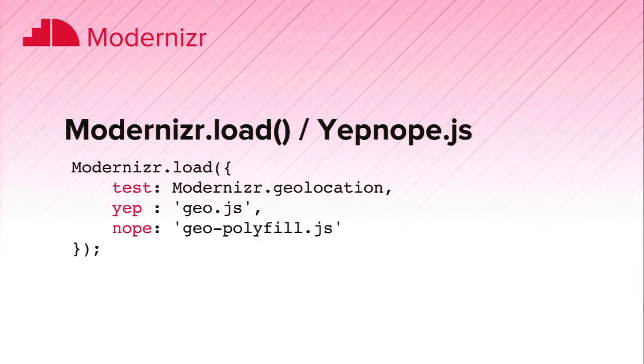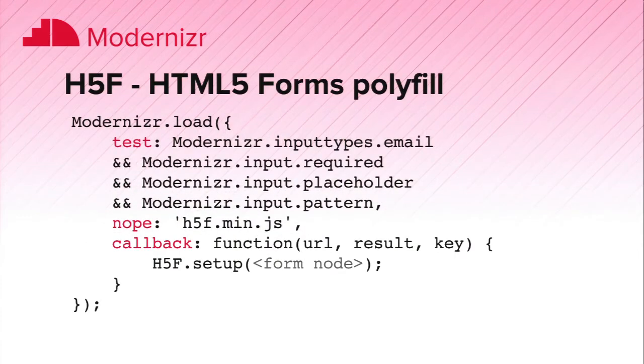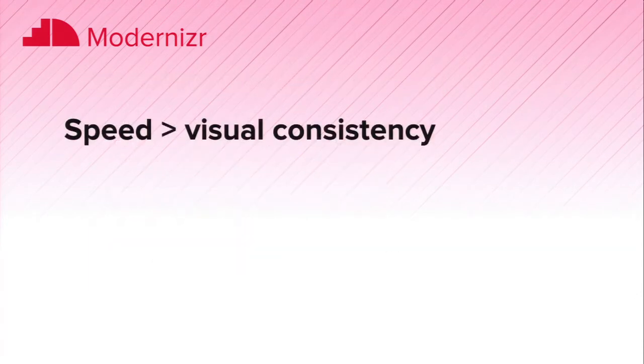have support for geolocation. A more comprehensive example is the HTML5 forms polyfill, which tests for a whole bunch of different things with Modernizr and goes like, oh, hey, do you support input types email and this and that. And if you don't support any or all of these, we load in this polyfill for forms that retroactively adds support for these new HTML5 forms features. And then there's a callback to initialize the whole thing. But that brings me to speed and visual consistency.